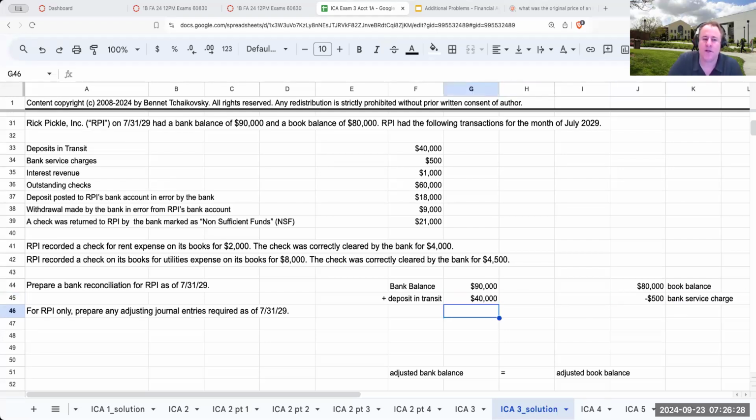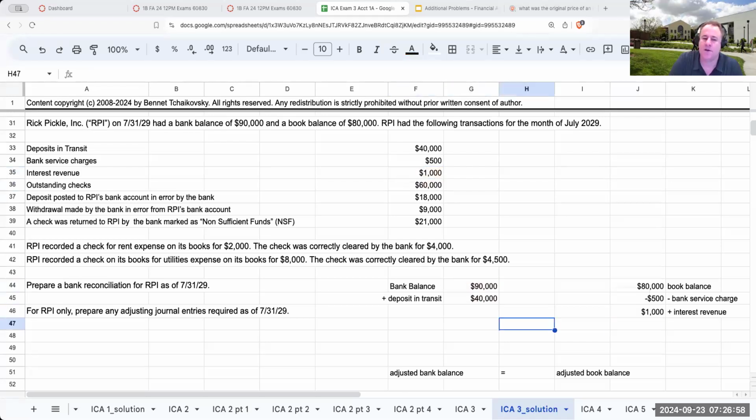Interest revenue. What exactly is this? The bank gives us interest. So if it's showing up as interest, I wait until the end of the month to record it on my financial statements. So over here, I'm going to have interest revenue. So this is going to increase my bank account.